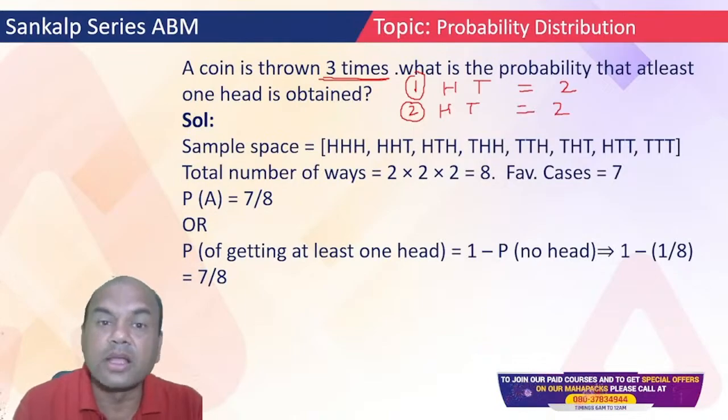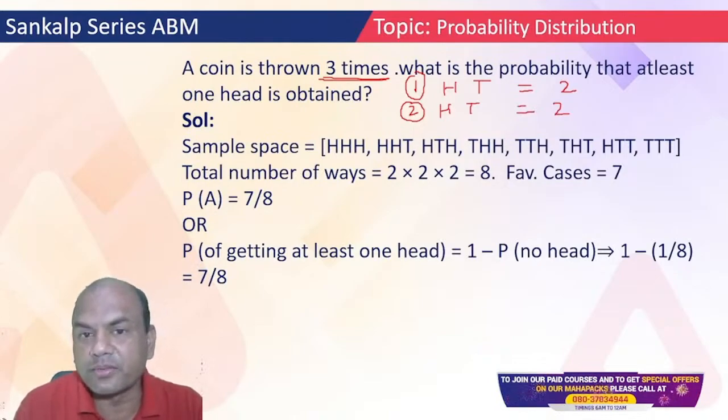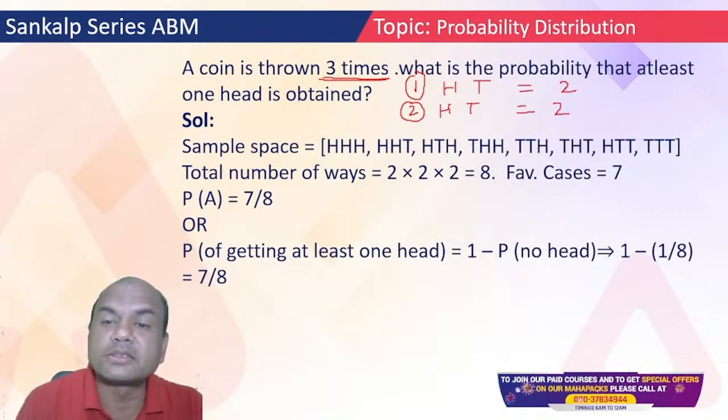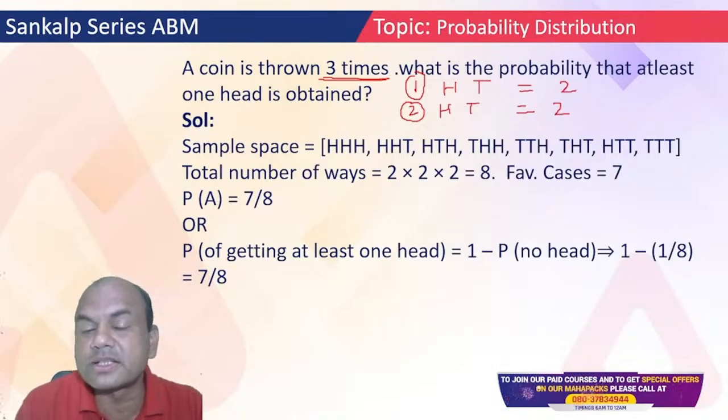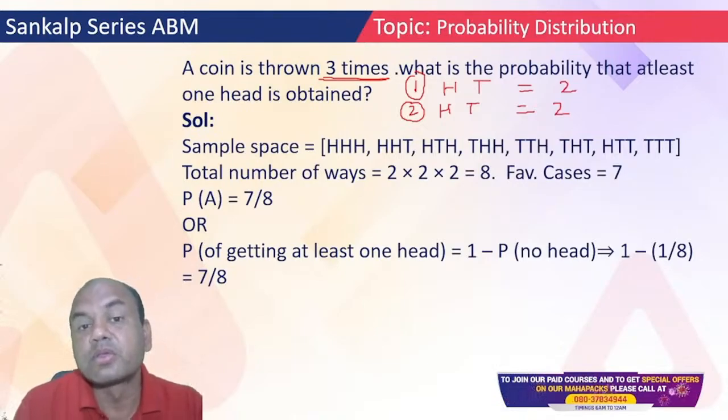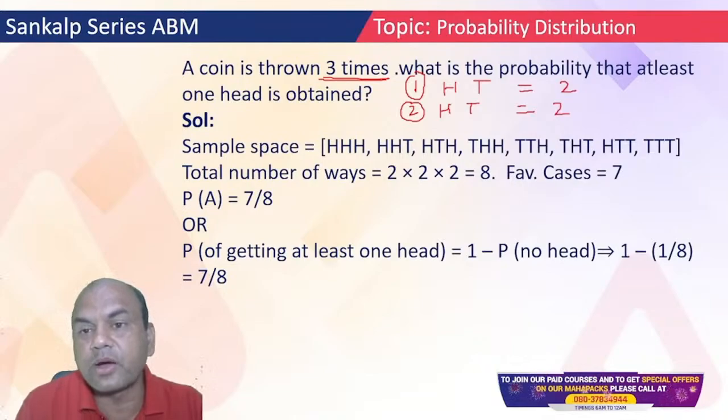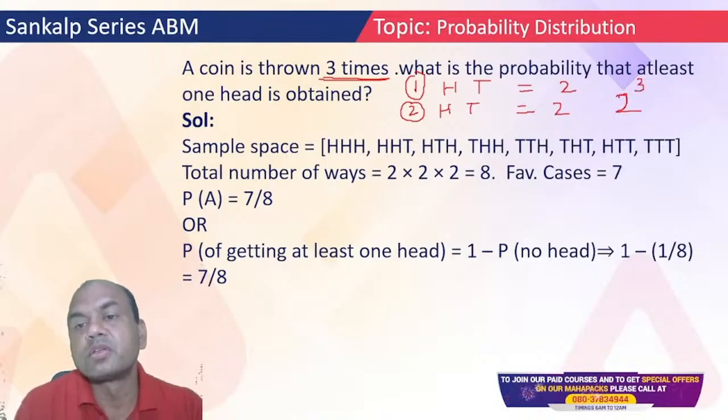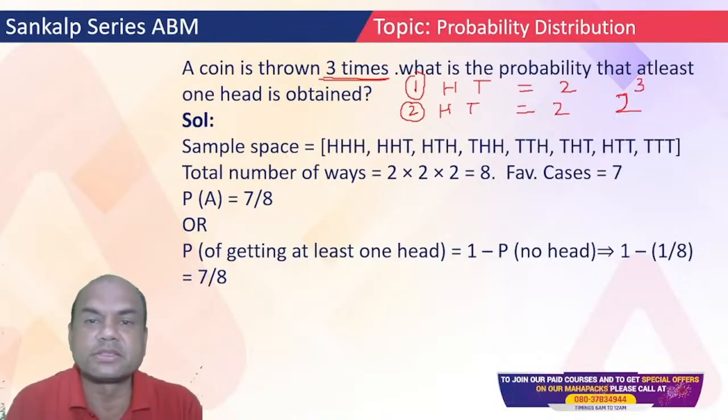Now third time, 3 times I am throwing. So now look at this. The outcomes over here are 2, so 2 times I am throwing it. But the third time the answer is not 6. If I throw the coin 3 times, the outcome is 2 raised to 3, since 2 is the outcome for each throw. So the outcome will be 8 possibilities.